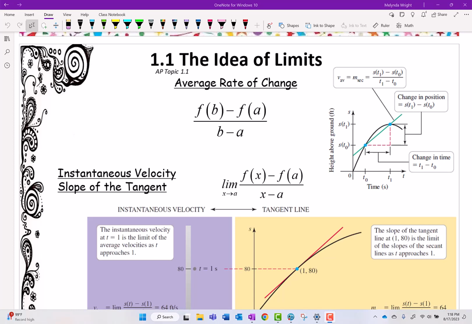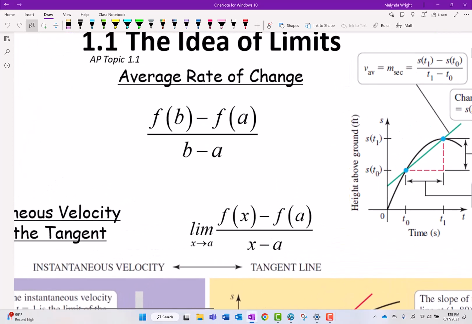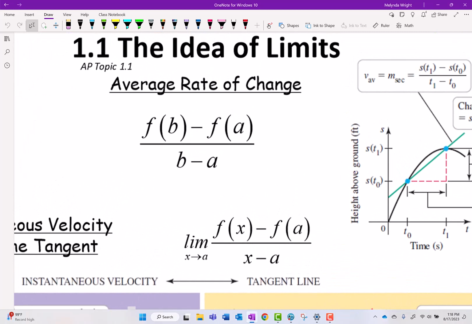So you probably remember from last year, hopefully, the average rate of change formula, f of b minus f of a over b minus a. That's really just, what are we doing? We're really just finding the slope of the secant. That's what that formula does for us. So that's tying it back to what we learned last year, that we're using this formula to find the slope of the secant. We're taking a little bit of a step further.